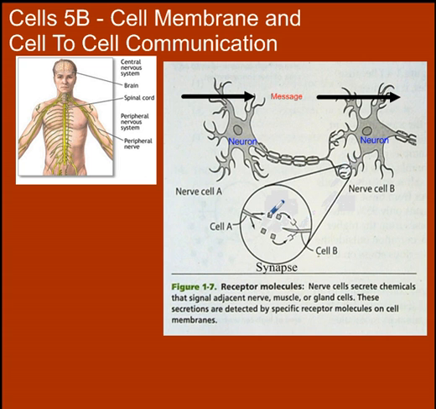These little boxes represent small chemical messages that are going to jump across. They're called neurotransmitters. Now, the key here is that there has to be a receptor molecule on cell B to receive that chemical message. Once that chemical message is received, the electrical message can continue down that neuron. This all happens very, very quickly, sending messages to and from your brain through your nerves.